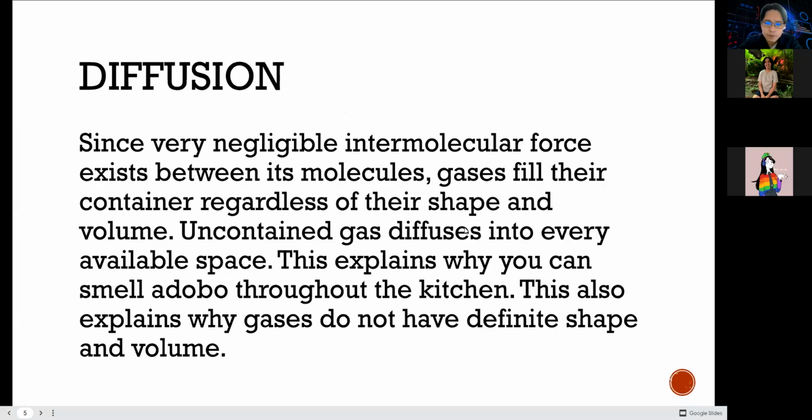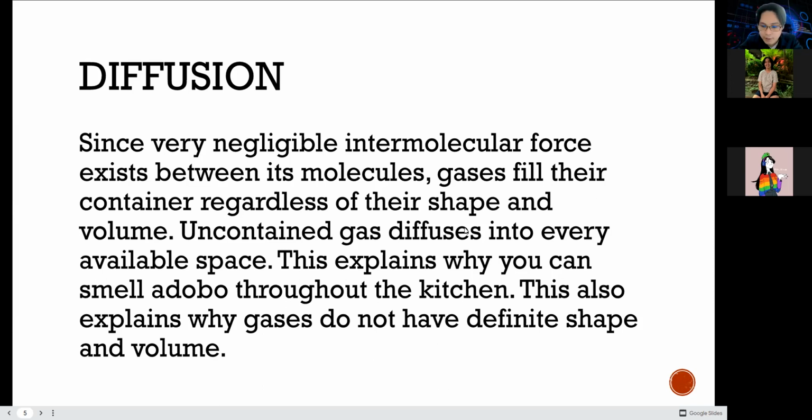Diffusion. Since very negligible intermolecular force exists between molecules, gases fill their container regardless of its shape and volume. And a contained gas diffuses into every available space, just like where you're actually staying. It is composed of different gases. This explains why you can smell adobo all throughout the kitchen, because it diffuses all throughout. This also explains why gases do not have definite shape and volume, because, again, the gas diffuses directly to a certain area.